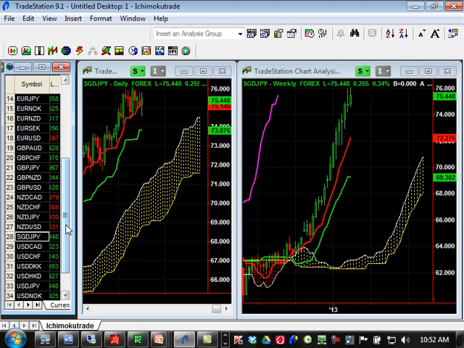Singapore Yen. If you look at Singapore Yen, this is strong, just like everything else. It's at a minor support level, 75.14. Major support level is going to be 73.87.